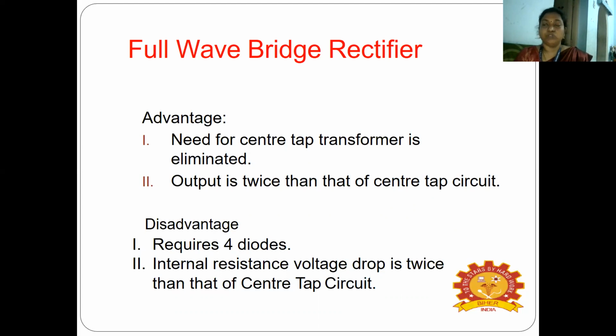Disadvantage: yes, it requires 4 diodes. It obviously increases the complexity. Internal resistance voltage drop is twice that of a center tap circuit.